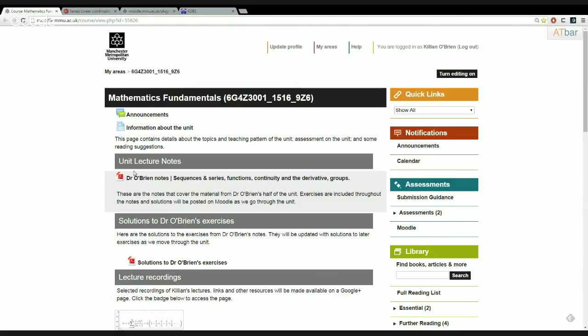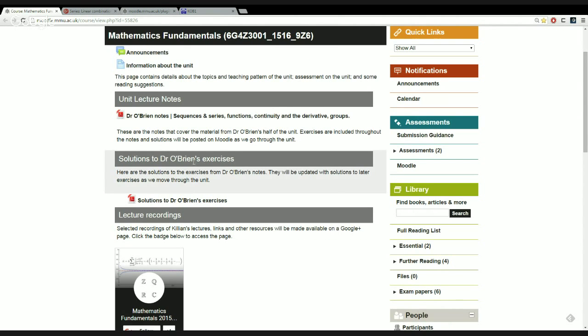So just before we begin, I did send around an email announcement through the Moodle forum, but I have started putting up the solutions to the exercises from my notes as we go through the course. So just near the top there, solutions to my exercises. So there's a PDF file there. At the moment, it's just got all the solutions to the ones from chapter 1. As we go through, I'll update them as we go through, okay?